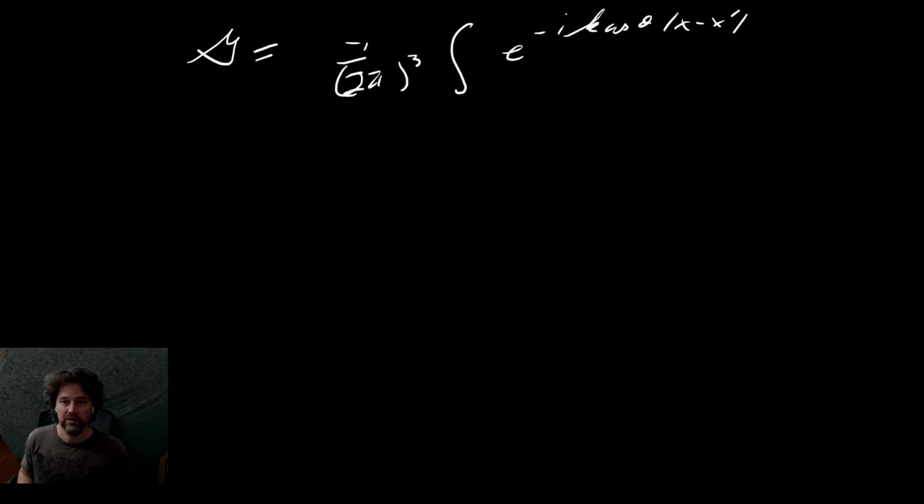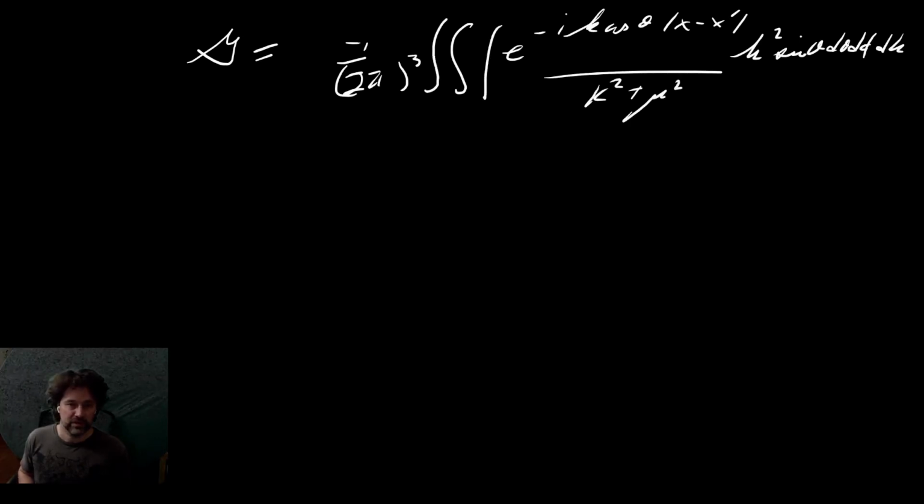So G is minus 1 over 2 pi cubed, e to the minus I k cos theta x minus x prime, k squared sine theta d phi d theta dk, all over k squared plus mu squared. And we have a triple integral with k going from 0 to infinity, with phi going from 0 to 2 pi, and theta going from 0 to pi. All right.